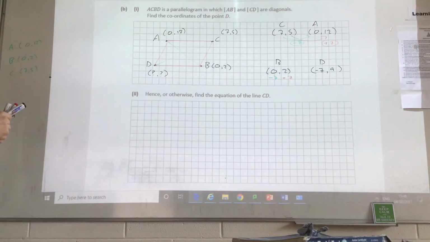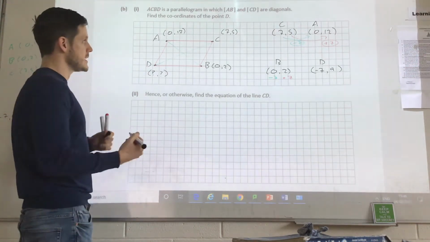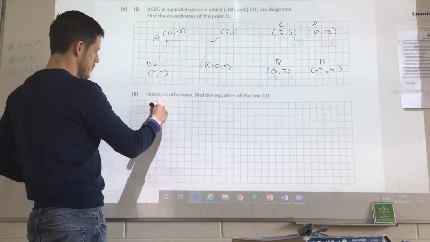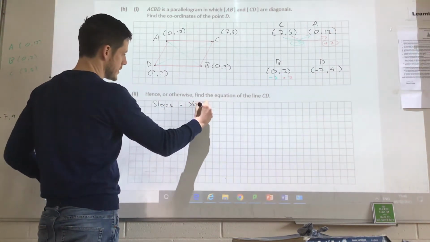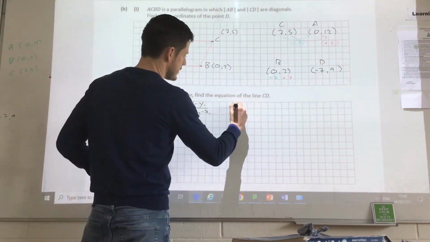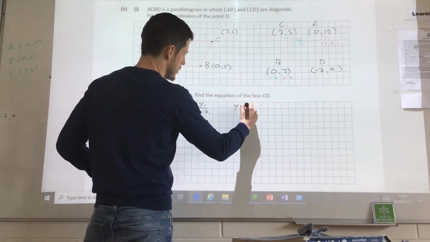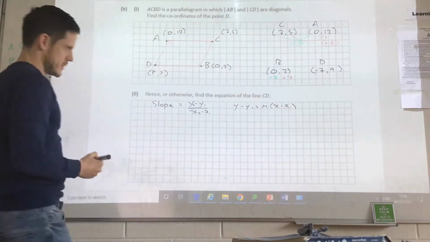Again, a little bit tricky. Takes a little bit of thinking. The maths is not that hard in it, but it is one of the tougher questions that you could get on coordinate geometry. Hence, otherwise, find the equation of the line CD. This one's actually very straightforward. So, equation of the line CD, I'm given two points. The first thing I need is the slope. My slope formula is y2 minus y1 over x2 minus x1. And then my equation of the line formula, which is y minus y1 is equal to m on x minus x1.